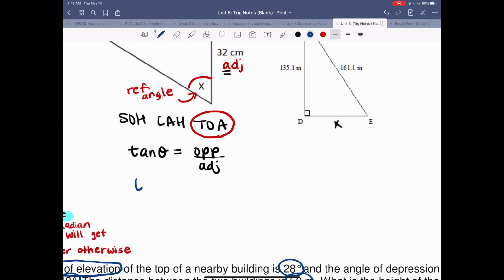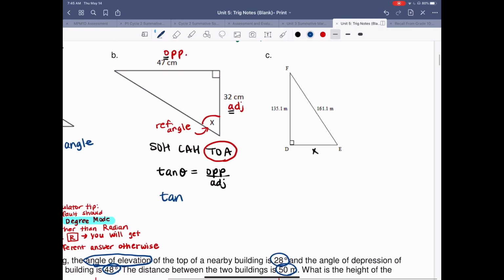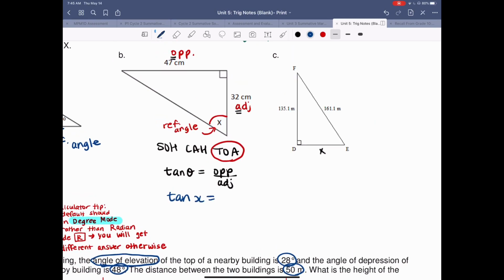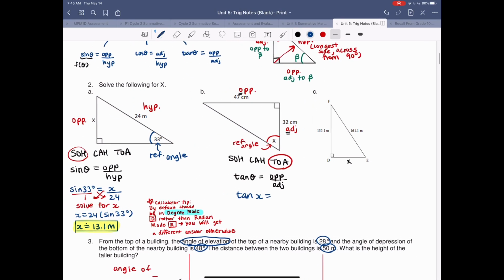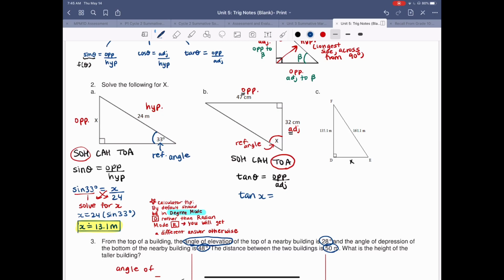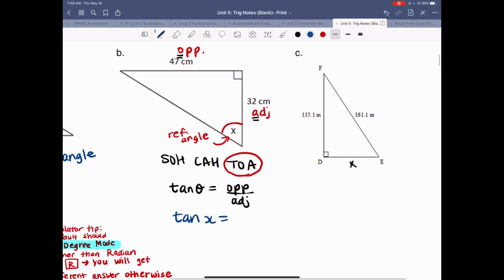So I have tan, I don't know my angle, so I'm going to write x. This time I'm solving for the angle, notice, and I'm not solving for the side like question A. I'm going to sub in opposite, which is 47, and then 32 for adjacent.